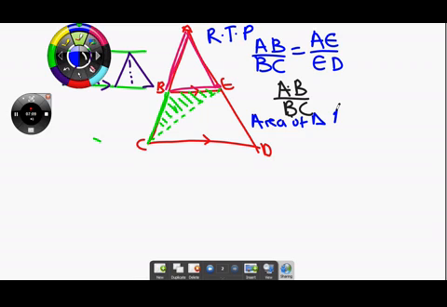Now I start by writing the base A, B, and remember the third side is what? E. You see? Very easy. Divided by area of triangle. I again start with BC, which is my base, E.